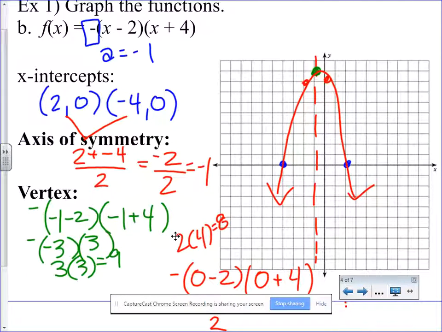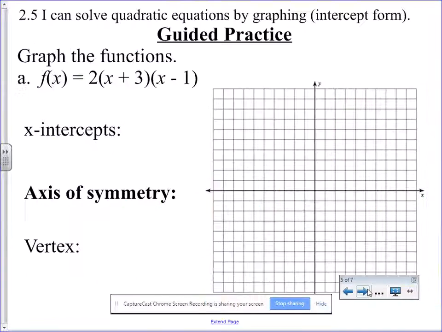So this is sort of combining standard form and vertex form. We take the idea of intercepts from vertex form, the idea of the vertex from standard form.